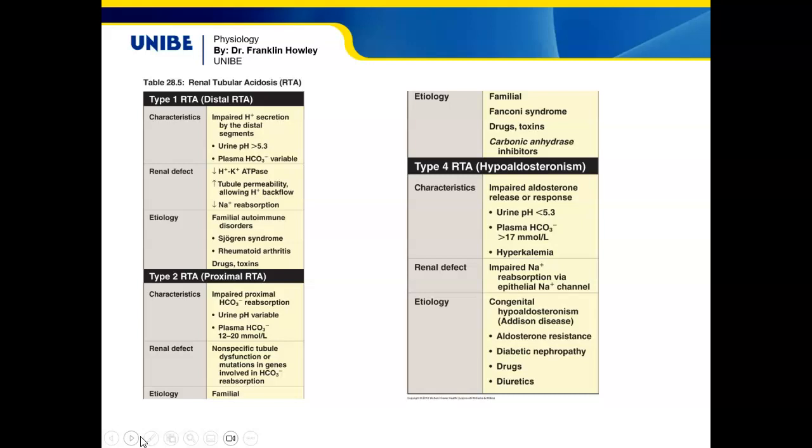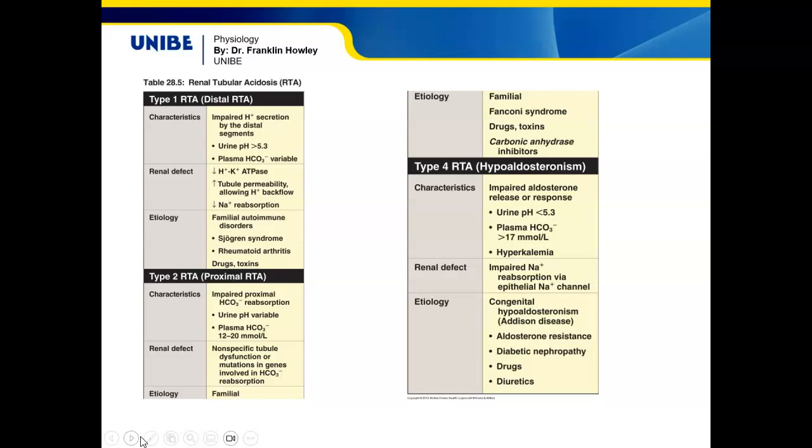So a couple of things. One of the examples of metabolic acidosis, we'll talk about this. We have a normal anion gap in renal tubular acidosis. In the case of renal tubular acidosis, we have three types that we're interested in. Type 1 is a change in the distal tubule, where we have an impaired hydrogen secretion, specifically by the intercalated cells. Urine pH will be high, plasma bicarbonate will be variable.